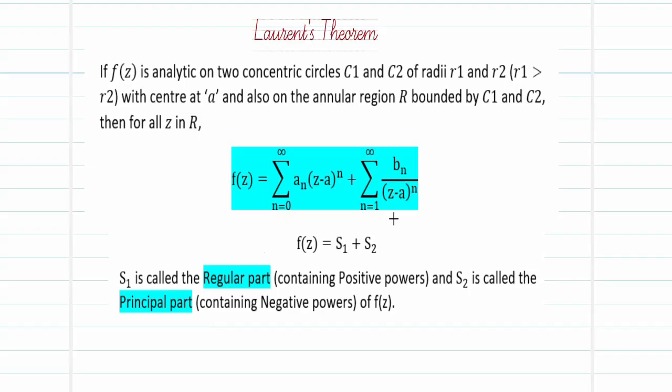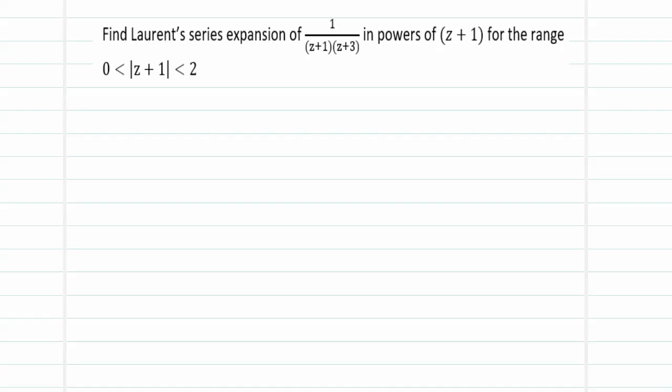We have elaborately seen expressing a function f of z as a Laurent series in three different regions or zones in our first video. This will make us comfortable with one more problem in the Laurent series expansion. So the problem is: find the Laurent series expansion of the function 1 by (z plus 1) into (z plus 3) in powers of z plus 1 for the range 0 less than modulus of z plus 1 less than 2.